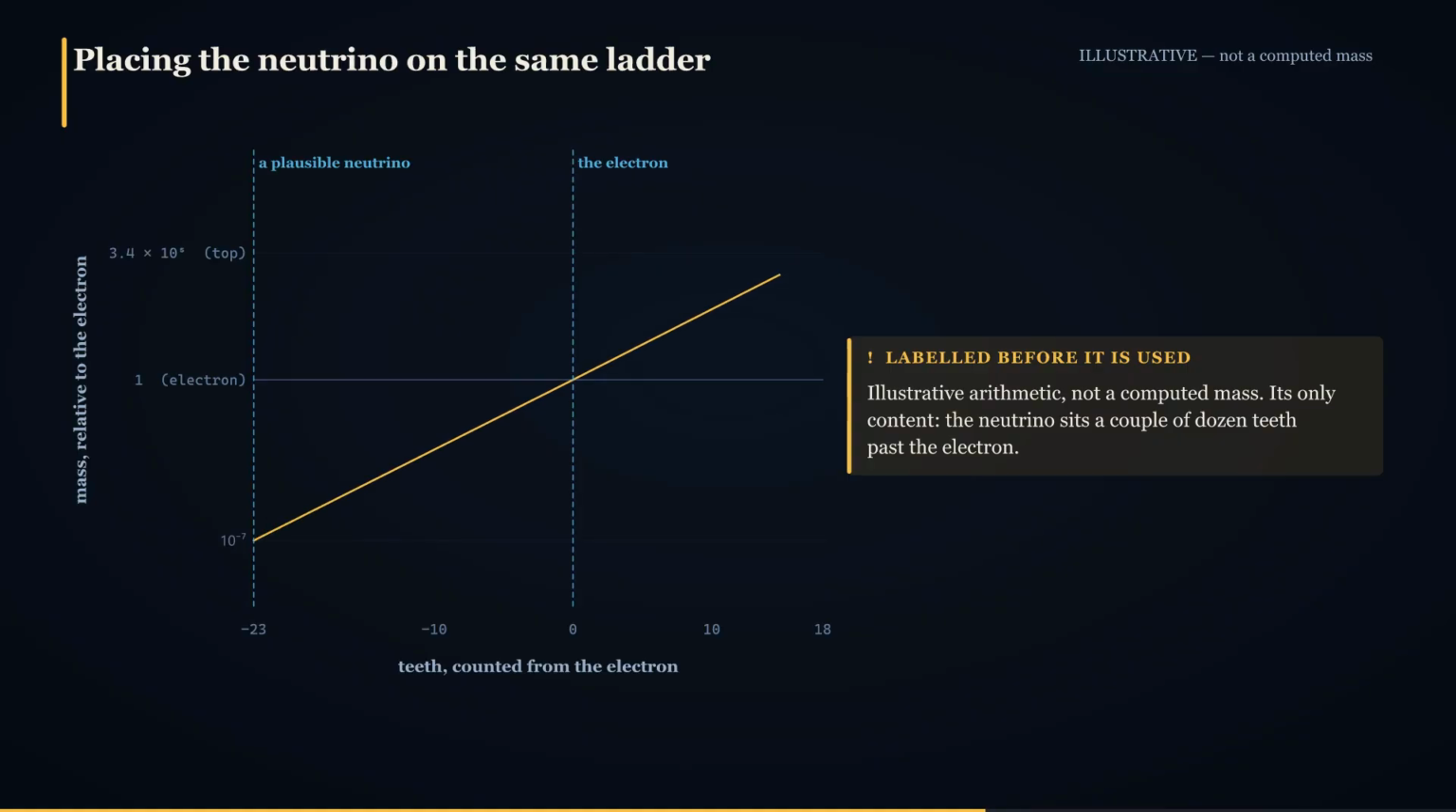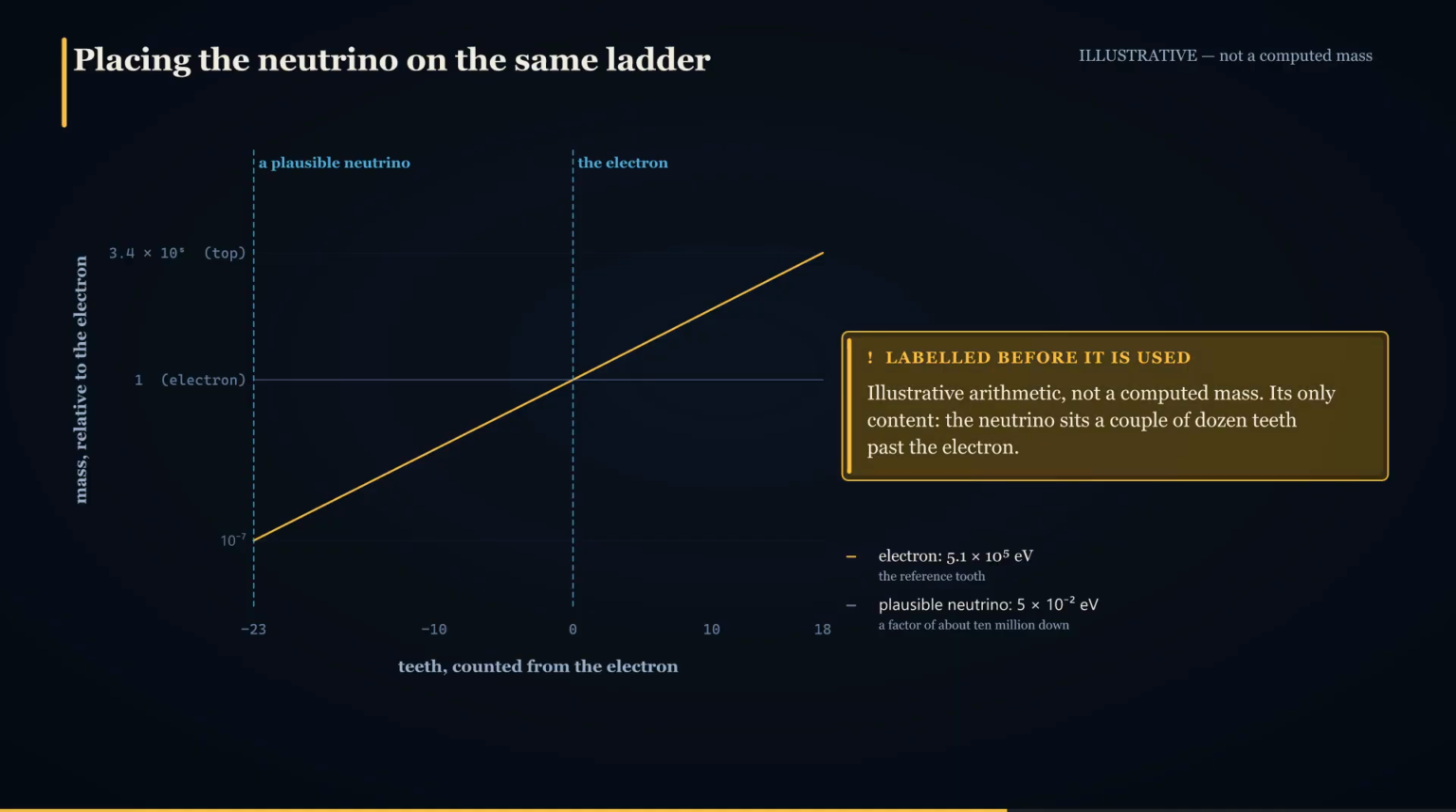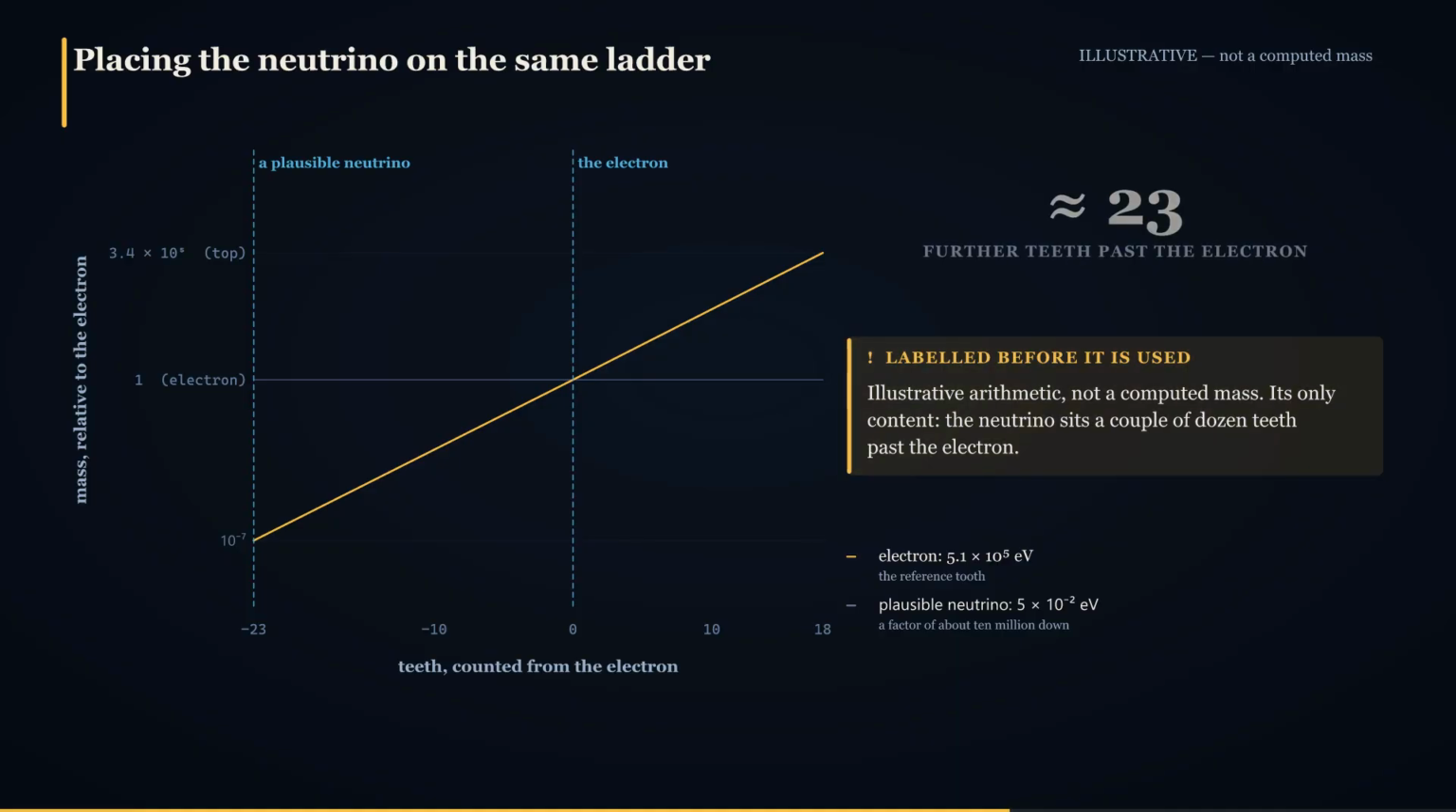The electron sits at about 5.1 times 10 to the 5th electron volts. A plausible neutrino mass is 5 times 10 to the minus 2. That is a factor of about 10 million. Let every tooth multiply the mass by the factor that carried the electron up to the top quark over 18 teeth, call it 2 per tooth. Then that factor takes roughly 23 further teeth, which is illustrative arithmetic and not a computed mass. Its only content is that the neutrino sits a couple of dozen teeth past the electron on the same ladder with no new mechanism.